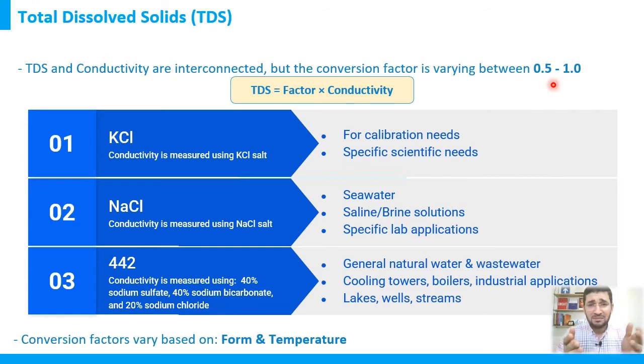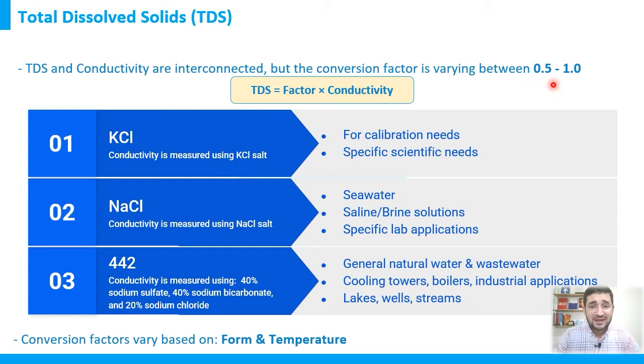Now, the problem is that when we measure conductivity, we have 3 options to measure it. The first option we call KCl, the second option we call NaCl, and the third option we call 442. In some instruments we call it natural water. It depends on your model and the brand you are using. So when you measure conductivity, you have to select one of 3 options there: KCl, NaCl, or natural water, also called 442. But the question is, which one do I have to use? Number 1. Number 2, which factor do I have to use?